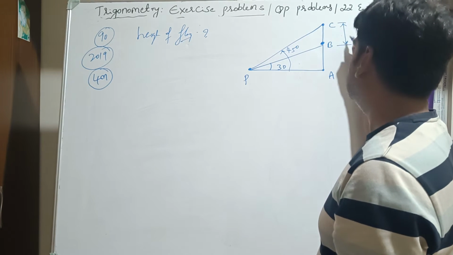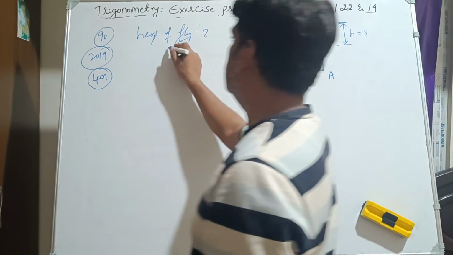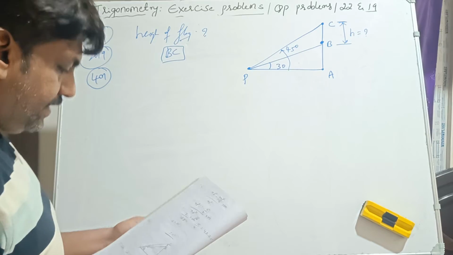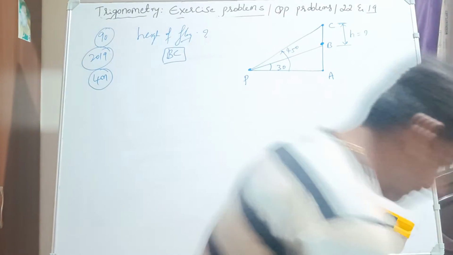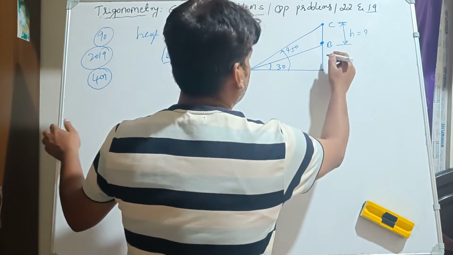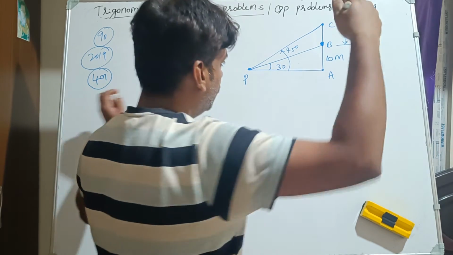I don't have the exact problem. They are asking the height of this, that is nothing but BC. They are asking what this BC is, right? So how to solve this? Anything which is given, this side also they have given, it is 10 meter, right? So how to solve this?